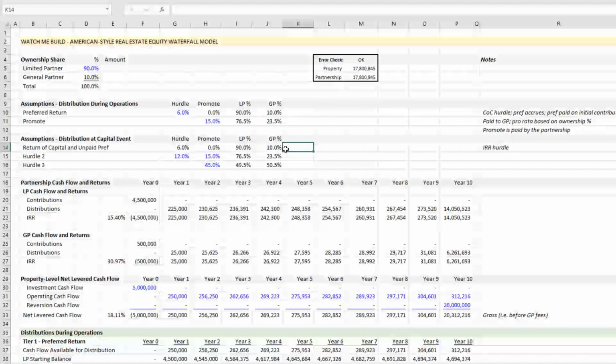But with all that said, that is an American-style real estate equity waterfall model. It took us less than 45 minutes. Let me know if you have any questions on this one.